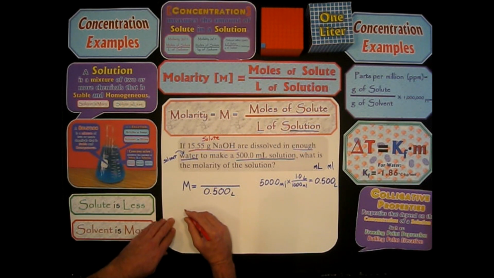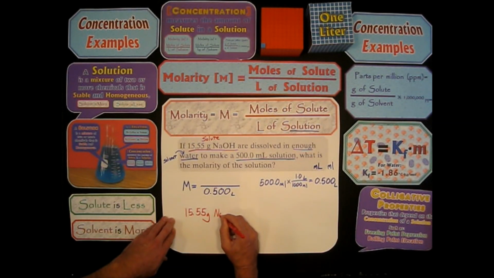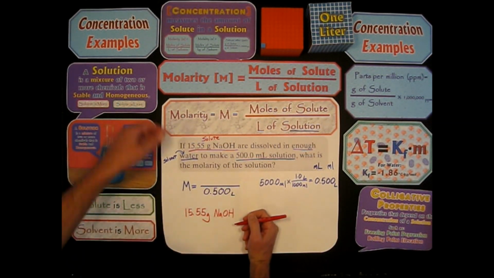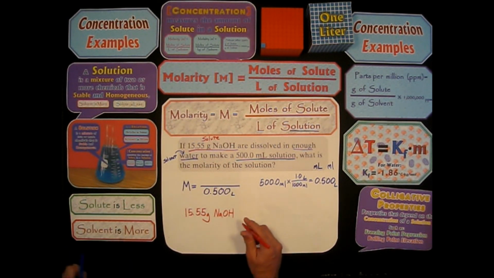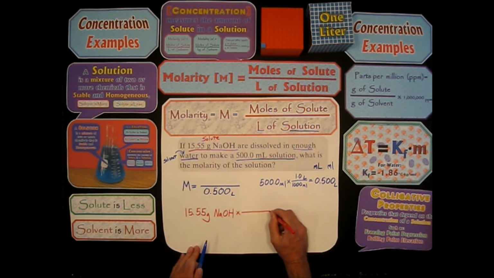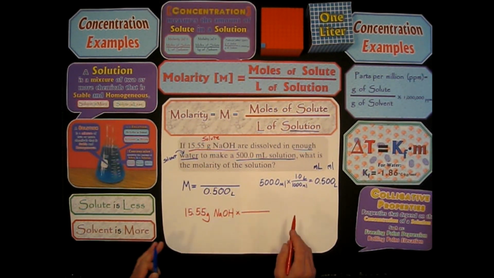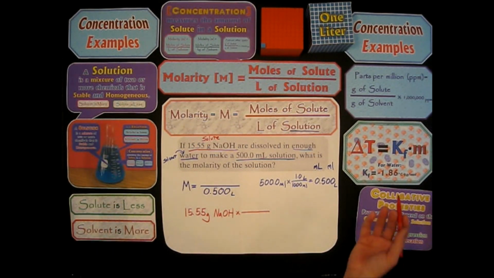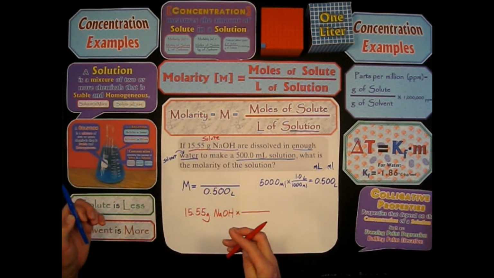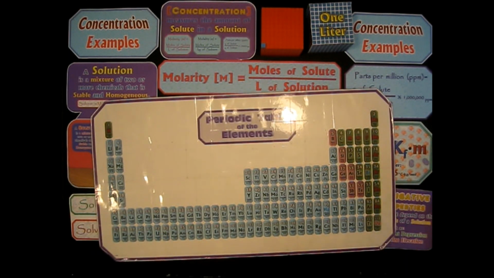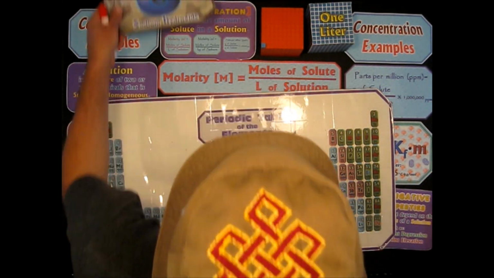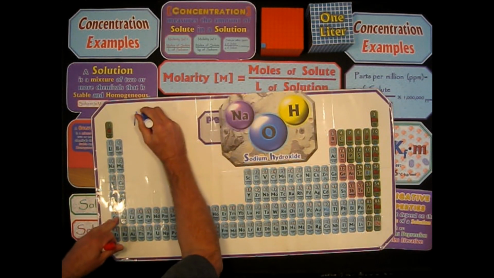Well, I've got 15.55 grams of NaOH, sodium hydroxide. Again, this one, sodium hydroxide. And I've got to turn that into moles. Well, we've done this in stoichiometry. If I want to go from grams to moles, what do we need? We need the molar mass. But I don't have the molar mass anywhere here. So I'm going to have to calculate the molar mass right here. Let's see, what do we have in this chemical? Sodium hydroxide, we've got NaOH.